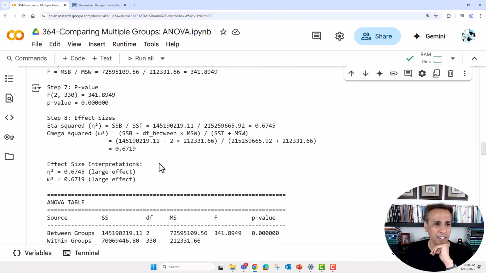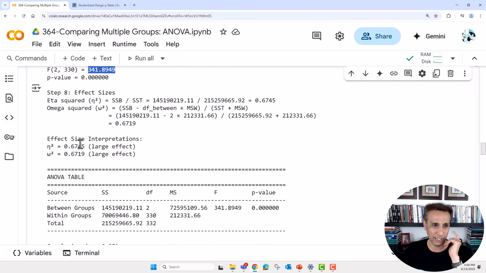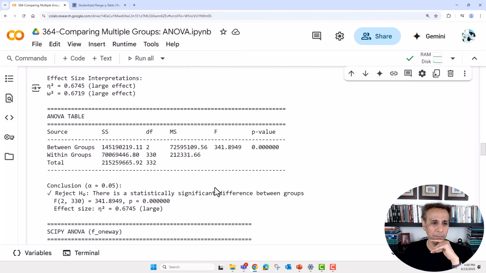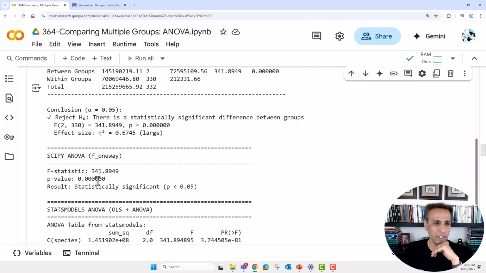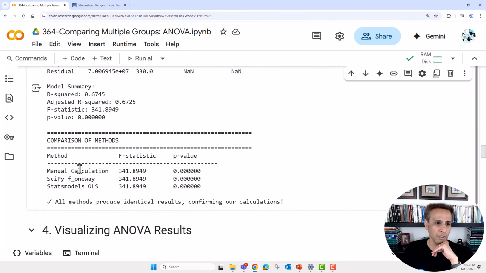At the end of the day, we got F equals 341.8949, because that's what the F-statistic is, with a p-value of near 0. And these are the effect sizes. These are large effects between groups and all that. Finally, I printed out the table, and with SciPy ANOVA we got 340. Did I compare all these at the same time? Yeah, there you go. So manual calculation from our own, we got 341.8949, SciPy 341.8949, statsmodels 34.